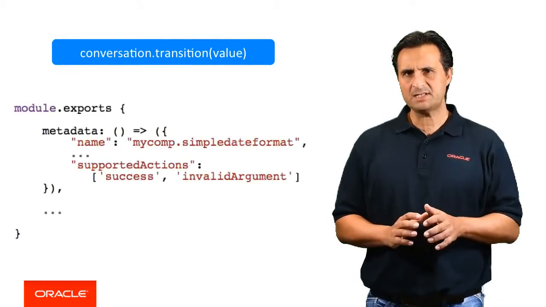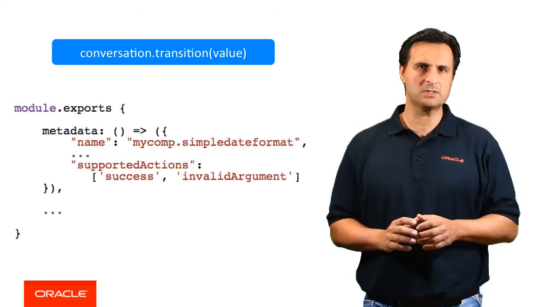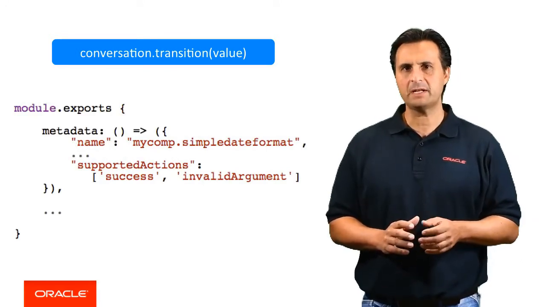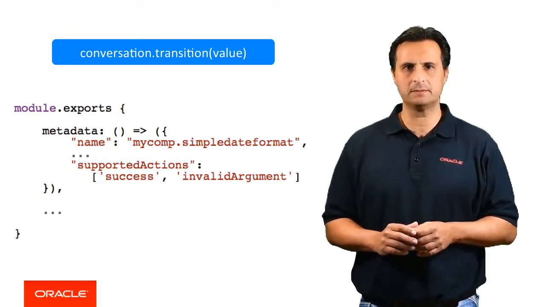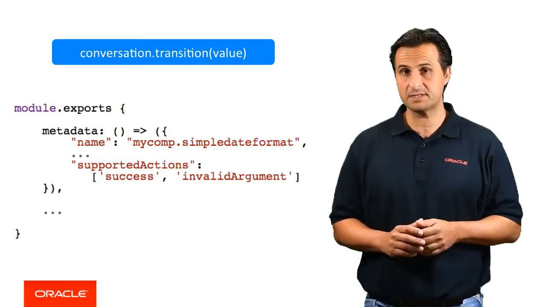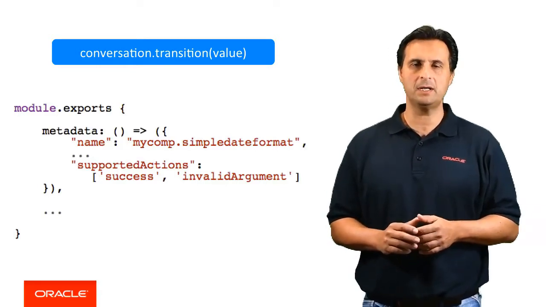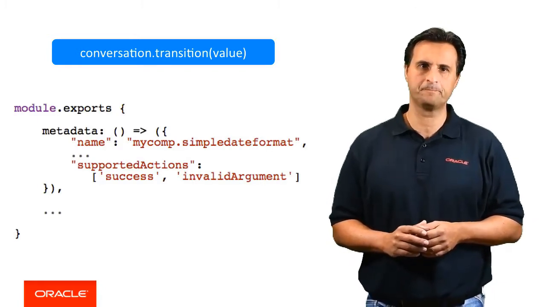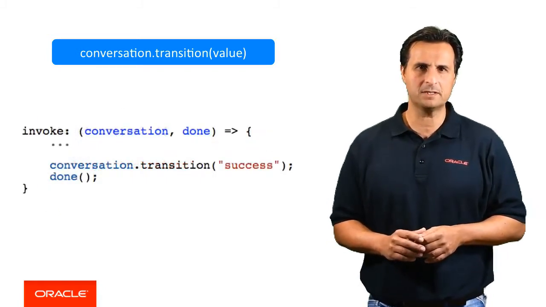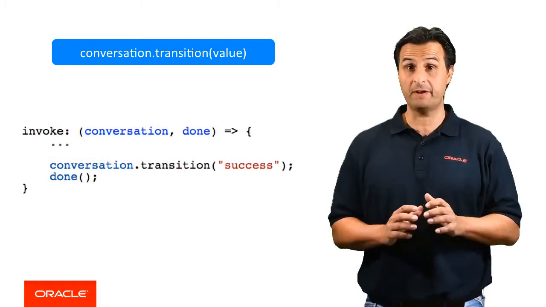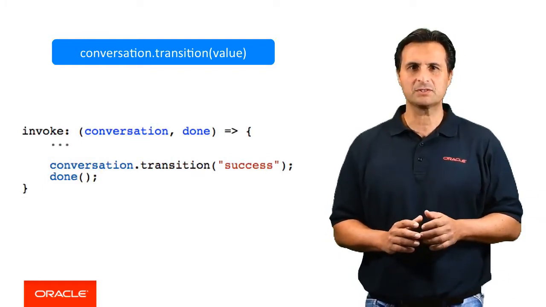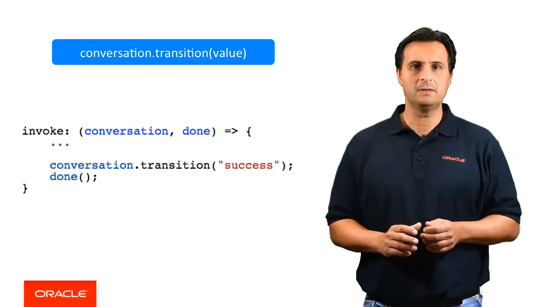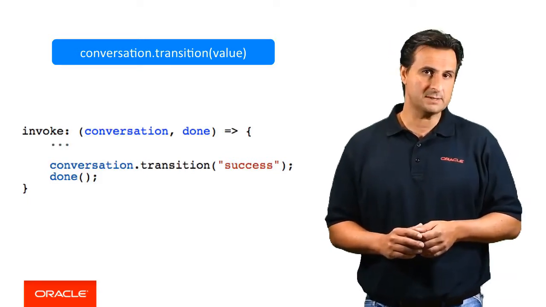For example, let's assume we build a component that returns a formatted string for a date. The component metadata has two supported actions defined: success in case of a parsing success, and invalid argument in the case that a string cannot be passed into a formatted date. Now let's follow the happy path and assume that the date parsing turned out to be very successful. In this case, the custom component returns the success string as an outcome as defined in the component metadata.